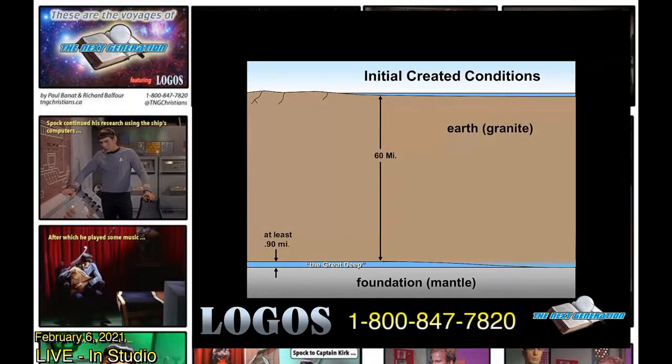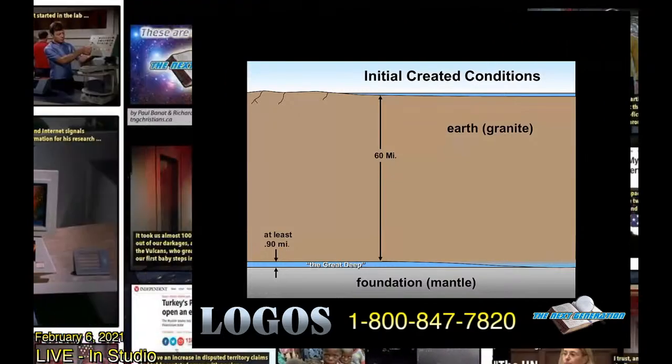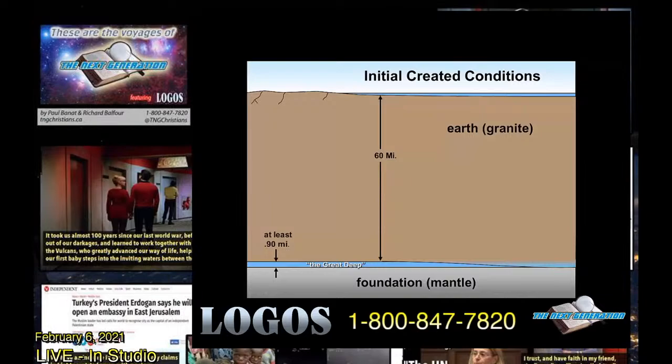Corroborating this is the growing body of evidence that trans-Neptunian objects, or TNOs, are most likely from Earth as well. We'll discuss this further later on. For now, we'll continue discussing the assumed initial pre-flood conditions.